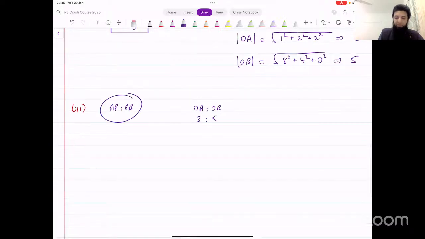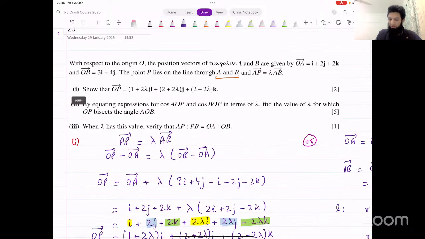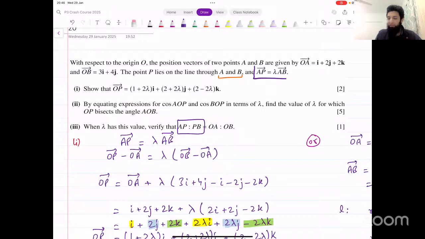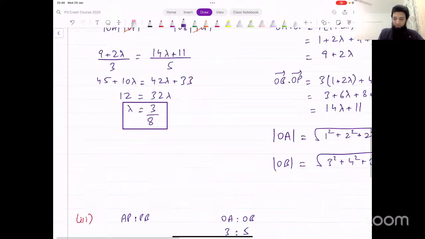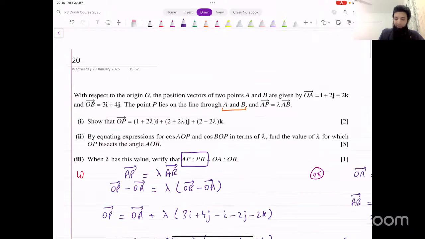What about AP and PB? How do you figure this out? Do we have any information given in the question that we could use? We were given this, right? That the vector AP is equal to lambda times AB. That's what we were given in the question. Now, if the vectors have this relation, their magnitudes would also have the same relation. AP would equal lambda AB.